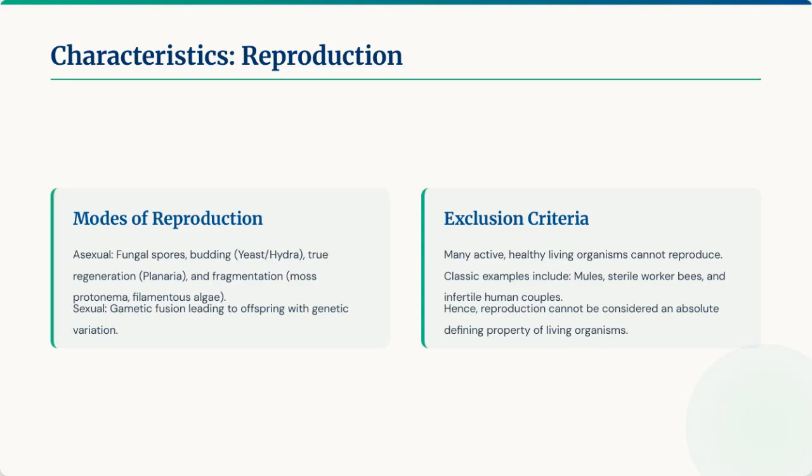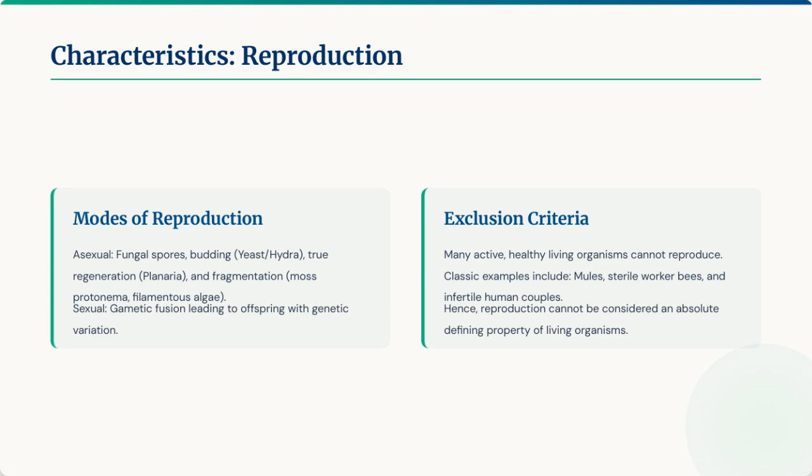Let's talk about the different modes of reproduction. There are two main types, asexual and sexual reproduction. In asexual reproduction, organisms reproduce without the fusion of gametes, producing offspring genetically identical to the parent. Examples include fungal spores, budding as seen in yeast and hydra, true regeneration like in planaria, and fragmentation, which happens in moss protonema and filamentous algae. Sexual reproduction, on the other hand, involves the fusion of gametes. This results in offspring with genetic variation, which is important for the survival and evolution of species.